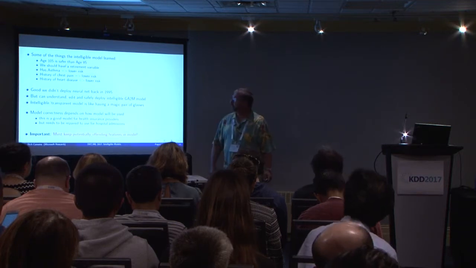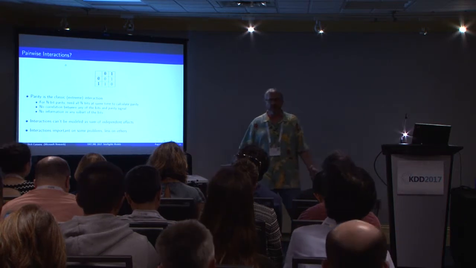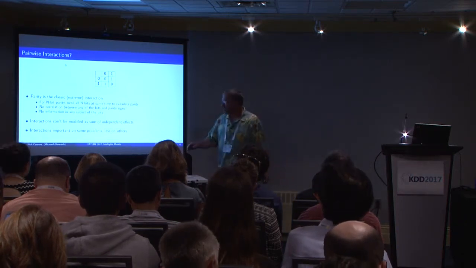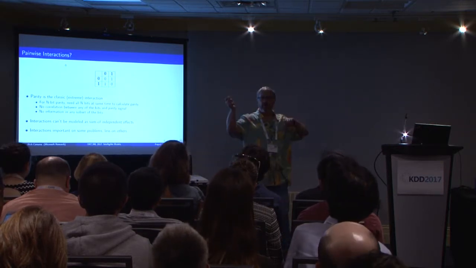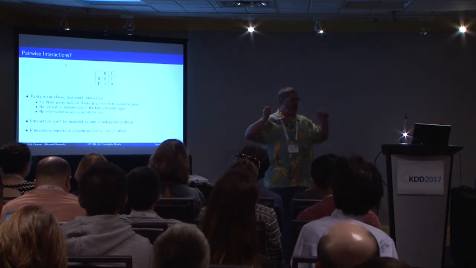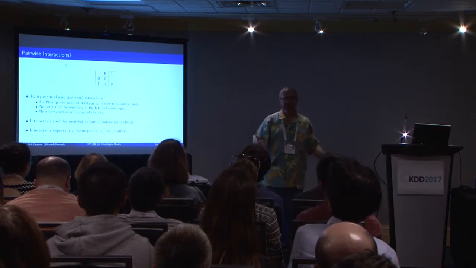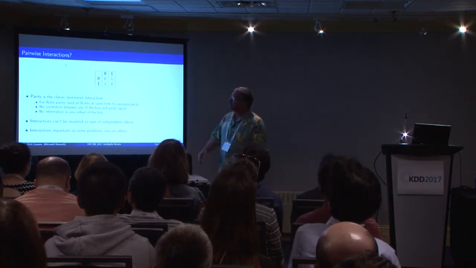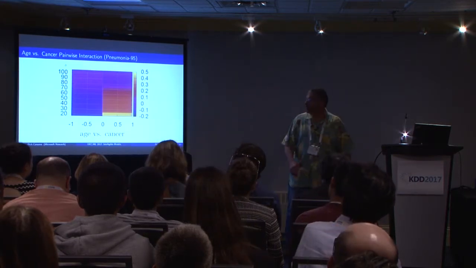Very, very important. Okay, so pairwise interactions, most people are familiar with parity, right? It's the extreme pairwise interaction. If I tell you one of the bits of parity or the other bit, I give you no information. But if I give you both of the bits, suddenly you can compute parity perfectly. So that's a sort of classic extreme interaction. Here's an interaction that the model learned for pneumonia. Okay, so let me explain what this is.